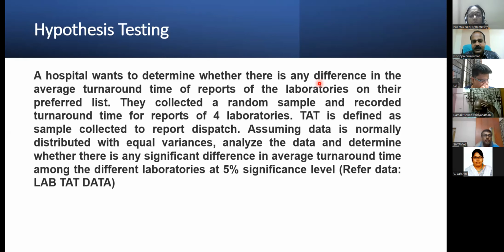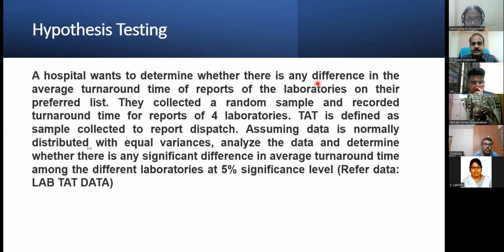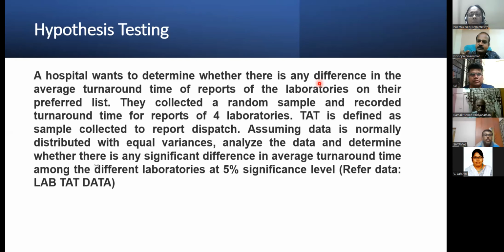Now tell me which hypothesis testing it is. It's null hypothesis testing, sir. Correct. What is this hypothesis testing called now? ANOVA. As a chief of the hospital, you want to know whether a difference exists among the 4 laboratories within your hospital in terms of turnaround time, which is a continuous data, measurable characteristic.